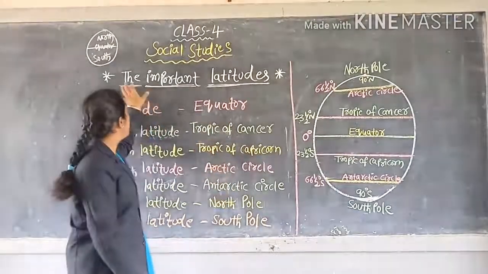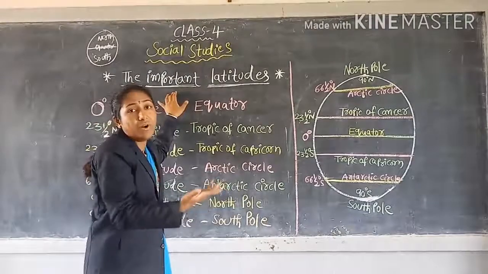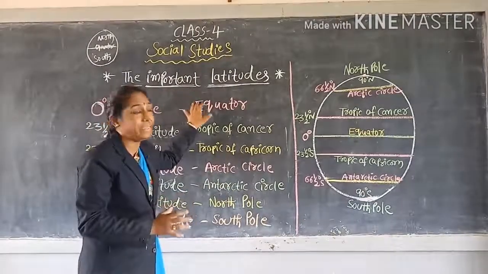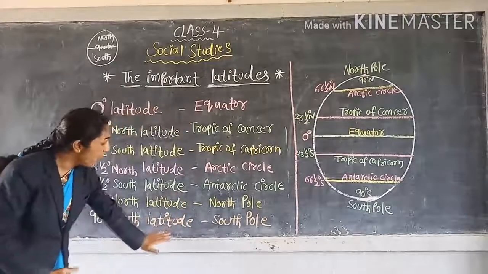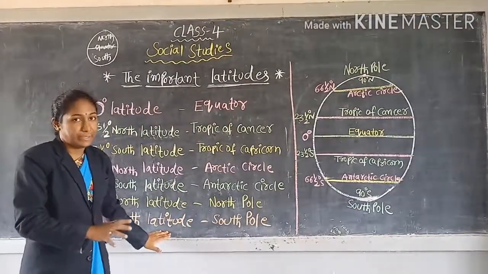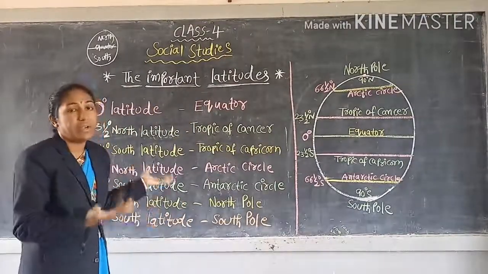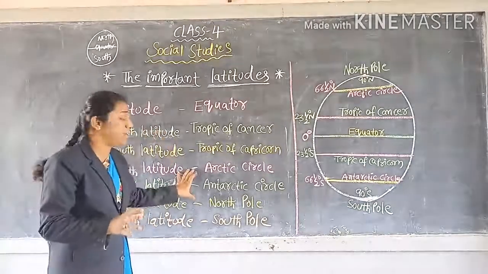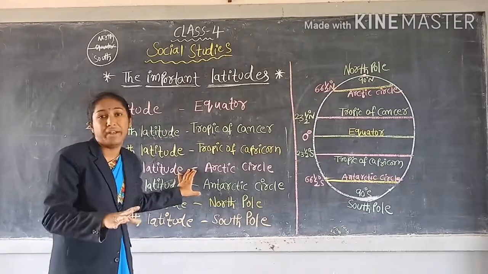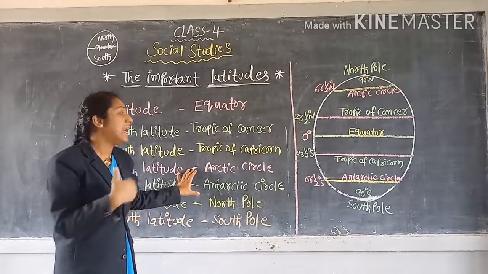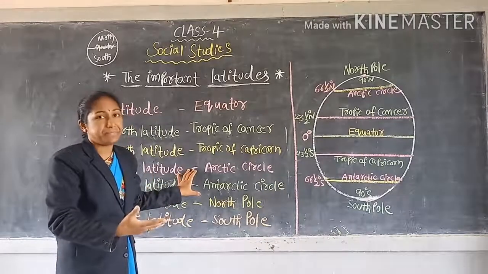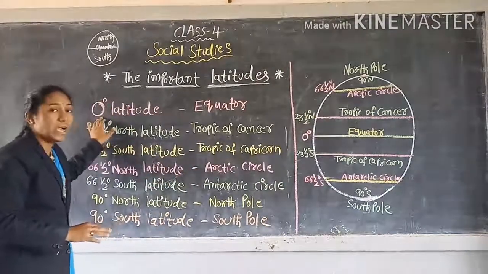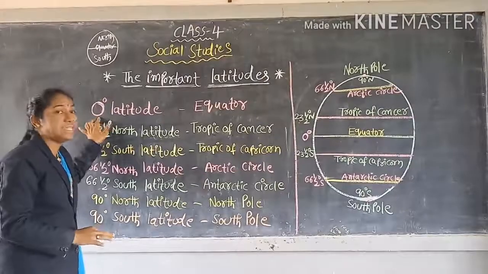Already we have learned what latitudes are. Now, some important latitudes are there. These are all the important latitudes. Let us see what they are. Listen carefully, children. These latitudes' names are very, very important. Don't worry, I will explain clearly.